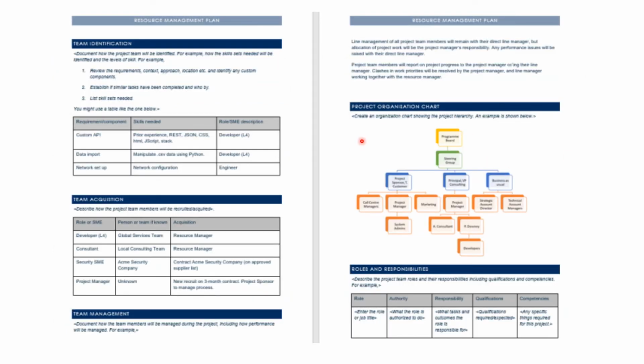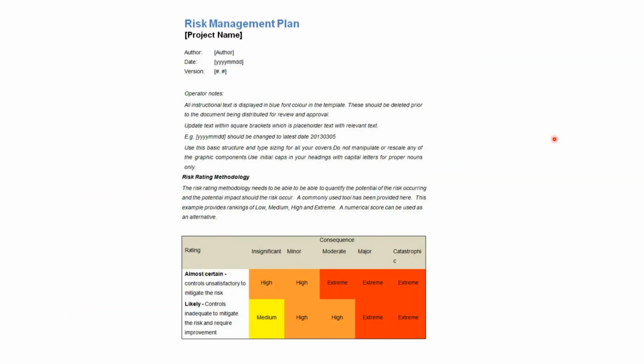This is a sample of a resource management plan. It talks about team acquisition, team management, roles and responsibilities, the project organization chart, all these things. How do you identify the team? How do you acquire it? All those processes, it talks about.